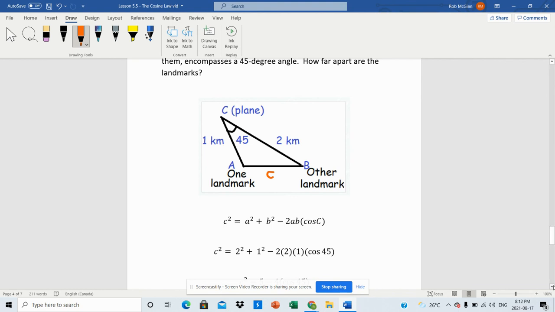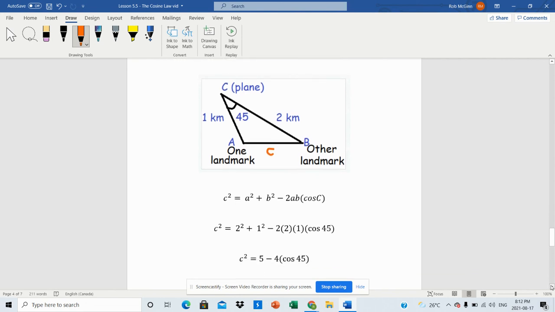Now, once again, we're going to be able to solve everything on this side because we're not looking for an angle. So c squared is going to equal 2 squared, which is 4, plus 1 squared, which is 1. So that's going to go to 5. And then minus 2 times 1 is going to be minus 4 times the cos of 45.